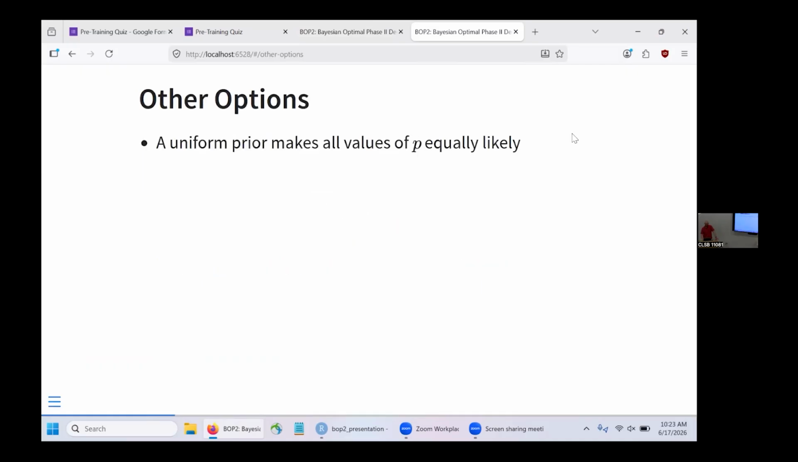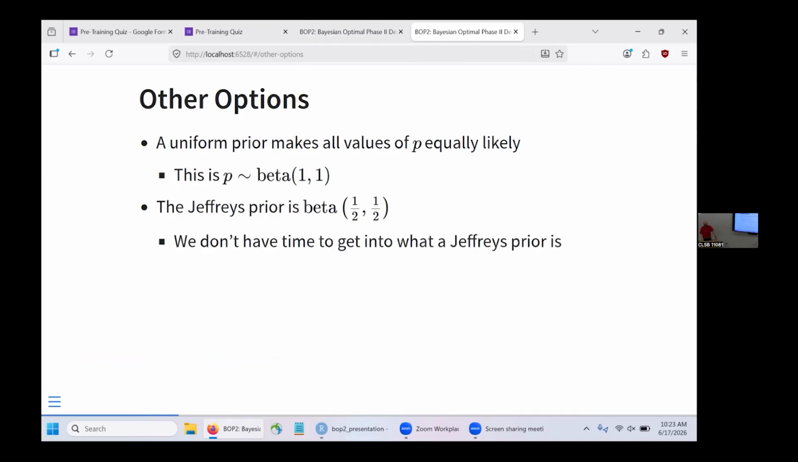We have other options. I talked about a uniform prior that's going to make all values of P equally likely. That's beta 1, 1. There's a Jeffreys prior that's beta 1 half, 1 half. I'm not going to get into the math of what a Jeffreys prior is. You should have received an email from Erica with a link to some notes that I made that are on GitHub. I go into detail about what a Jeffreys prior is there, and I demonstrate why this is the Jeffreys prior for the beta. But I'm not going to do that today. So you can definitely check out those notes if you're curious. But these are just other options for the prior.